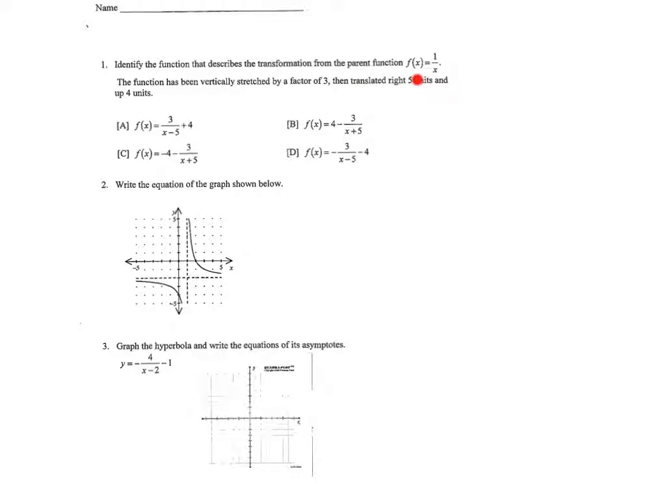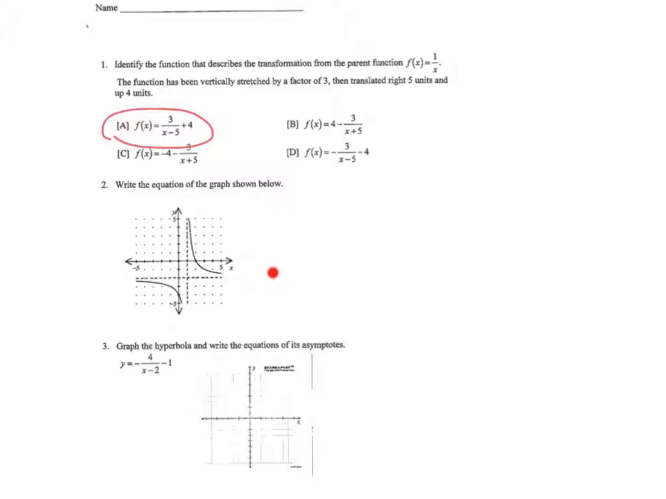And then a shift to the right 5. Remember that you do opposite in parentheses, so this is the one that shifts us right 5. Therefore, that is going to be our answer. That is number 1. How about number 2?